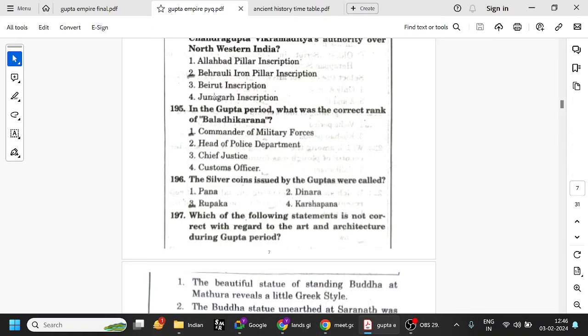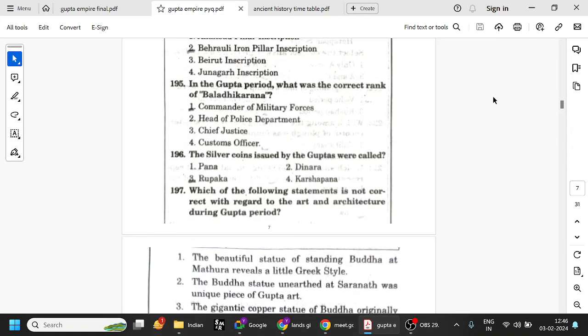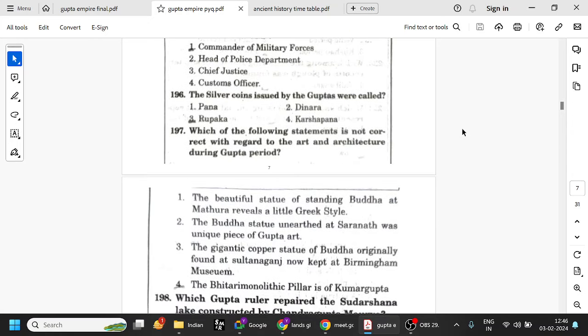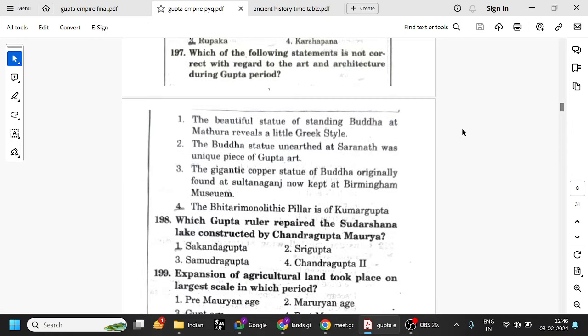Beirut means in Lebanon, so it is far away, not here. Baladhikrita. In the Gupta period, what was the correct rank of Baladhikrita? So basically, Bala means the strength. So obviously, military force, you can remember like that. Commander of military forces is called Baladhikrita. Silver coins, Rupaka. We have seen all that. Silver coins means Rupaka.